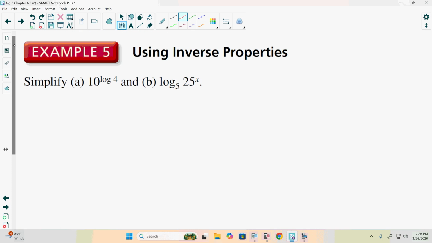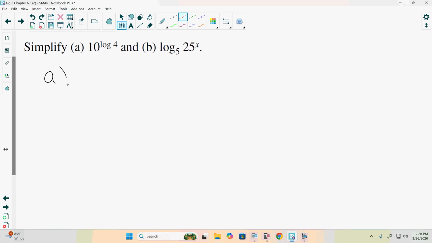So, if we look at this first one here, 10 to the log of 4. Well, the base of the logarithm is understood to be what for this one here? 10, because it's not written. When we have log and the base not written, that base is understood to be 10, telling us that we have 10 to the log base 10 of 4. Since the base and the base of the logarithm are the same, they will simplify out, leaving us with what?